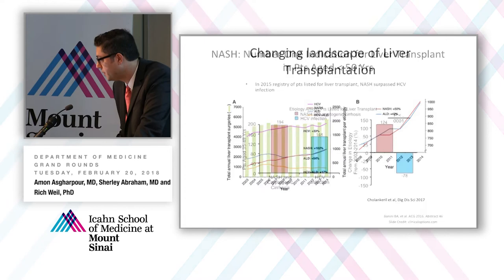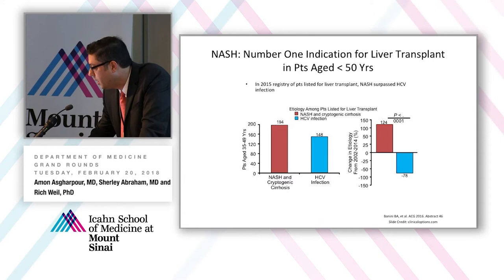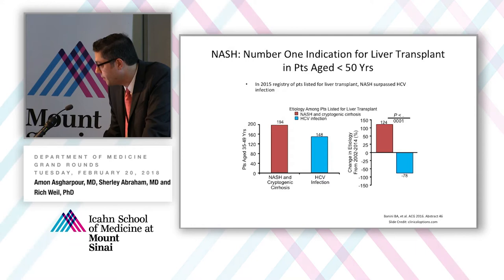Interestingly, this was a study done by my co-fellow just a couple of years ago. She looked at the population under age 50 who were getting liver transplants, and NASH actually surpassed hep C in that age group. You can see the full change from 2002 to 2014, how hep C is on the decline while NASH is on the rise. So it's definitely a growing problem that is already becoming evident.